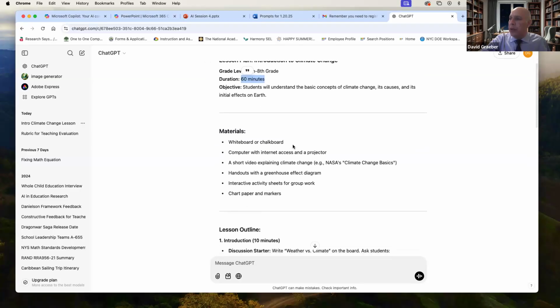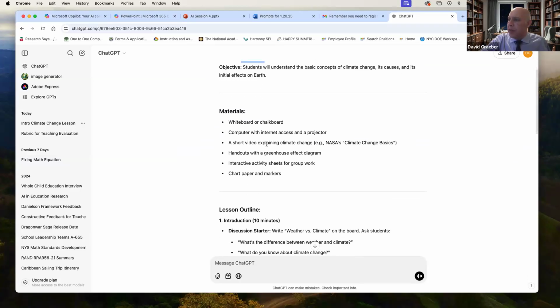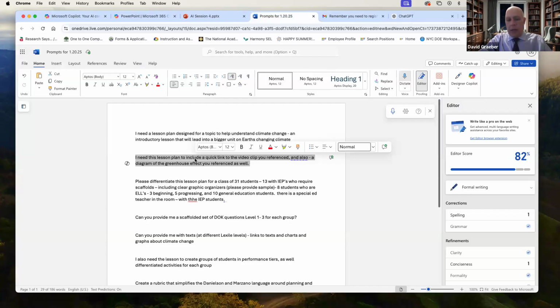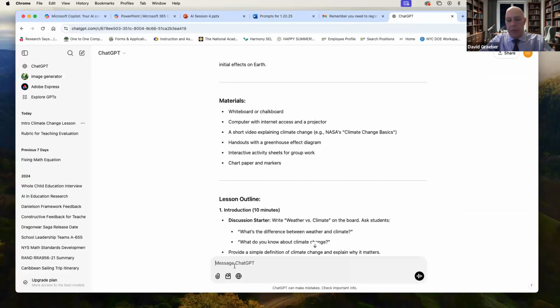That's sound. These are the different materials. Short video. Now I have to go out and get a video. So you know what? No handouts with greenhouse effect. This diagram. Well, you know what? I'm gonna add some prompts here. I'm gonna add another prompt, and you can simply type it in as well. But for lack of time here, we'll make sure we have some prompts, right?